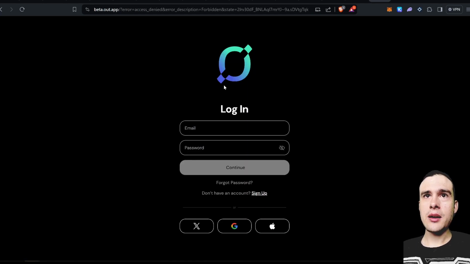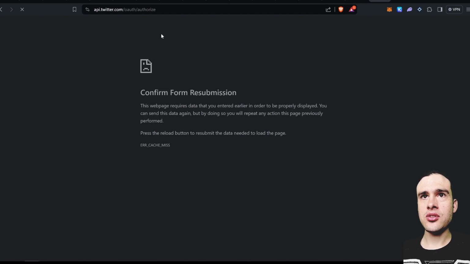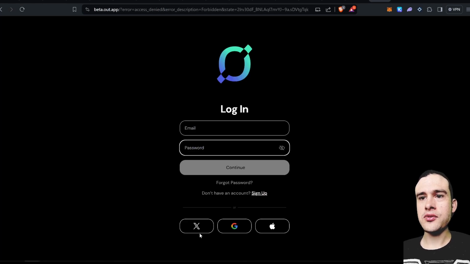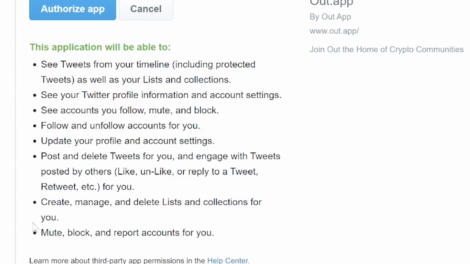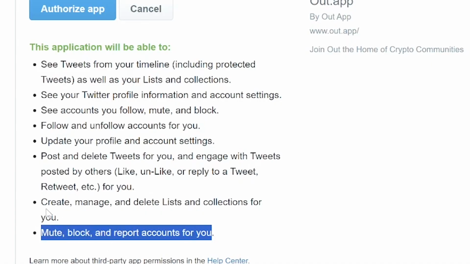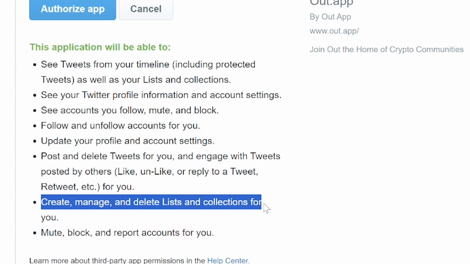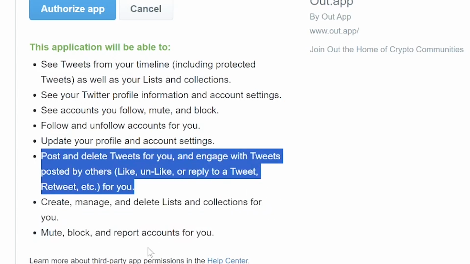And I mentioned before about Out, which is the Injective SoFi Twitter equivalent. With this, I would recommend, if you want to check this out, that you sign in with email and password, because you can use X, which is cool, but if you check out the permissions, it can mute, block, and report accounts for you. It can create, manage, delete lists of collections. I mean, I think this is pretty much almost full control of your account, which is not ideal.